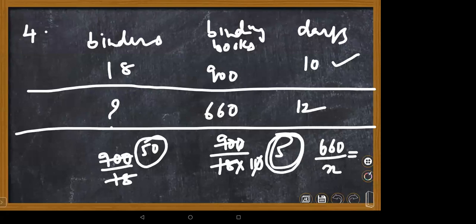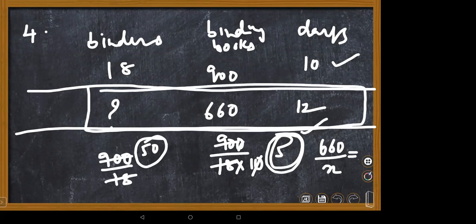So 660 books in 12 days means you can simplify: 660 by 12 into 5. Or else we can even do it like 660 into 18 into 10 by 900 into 12. Ma'am, in this way also it is the same work we are equating, right? Yes. Here also we are getting the same answer, 11. So we are equating the same thing.